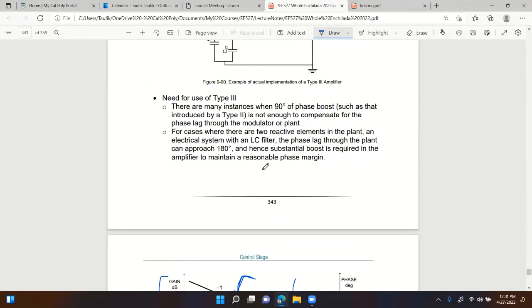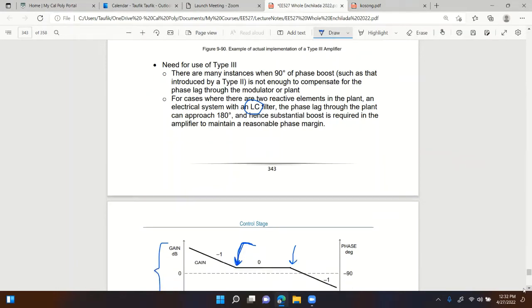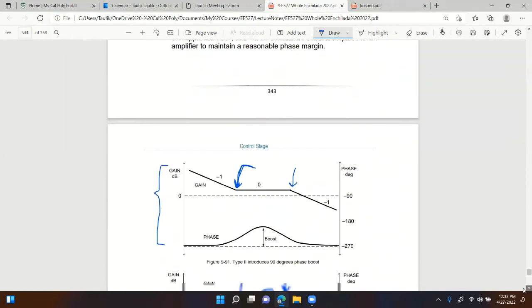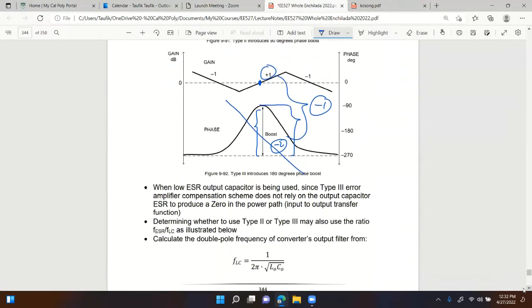All right. So that's one example where you need type 3. For cases where there are two reactive elements in the plant, an electrical system with LC filter, just like a buck converter, the phase lag through the plant can approach 180 degrees because that is a second order system. And hence a substantial boost is required in the amplifier to maintain a reasonable phase margin. So if you start with 180 degrees already, because of the LC filter, then you definitely need a good boost in the phase angle, right?